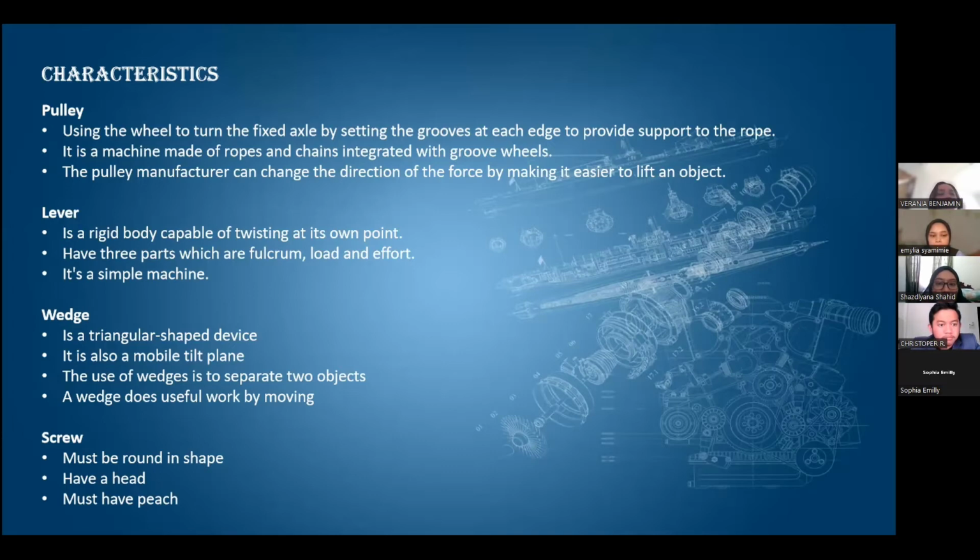The characteristic for lever is a rigid body capable of turning at its own point. Lever has three parts, which are a fulcrum, load, and effort, and it's a simple machine. The characteristic of wedge is a triangular shaped device. It's also a movable inclined plane, the use of which is to separate two objects and thus useful for working by moving. The characteristic of screw must be round in shape, have a pitch.